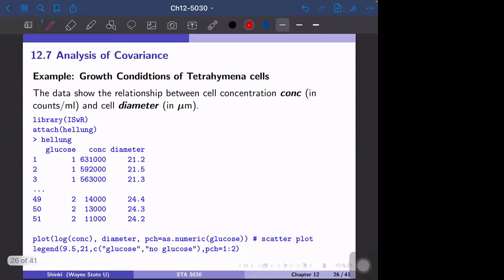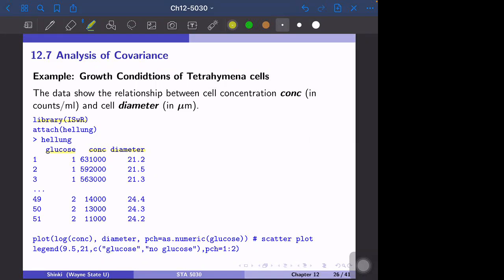Yeah, so this is an example. This is from the library ISwR, the library developed for the textbook, and we use the hellung data set. It basically has three variables: the glucose level, the concentration, and the cell diameter.